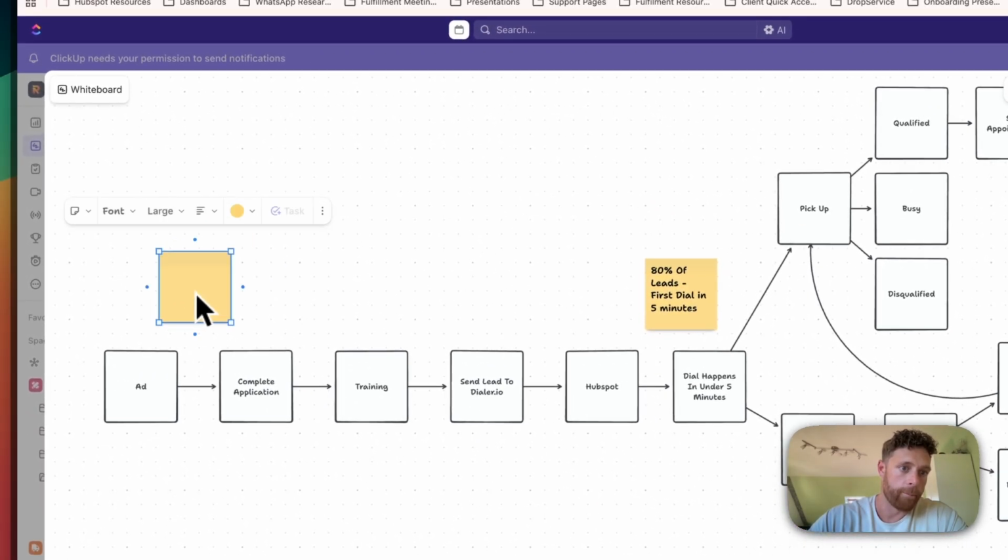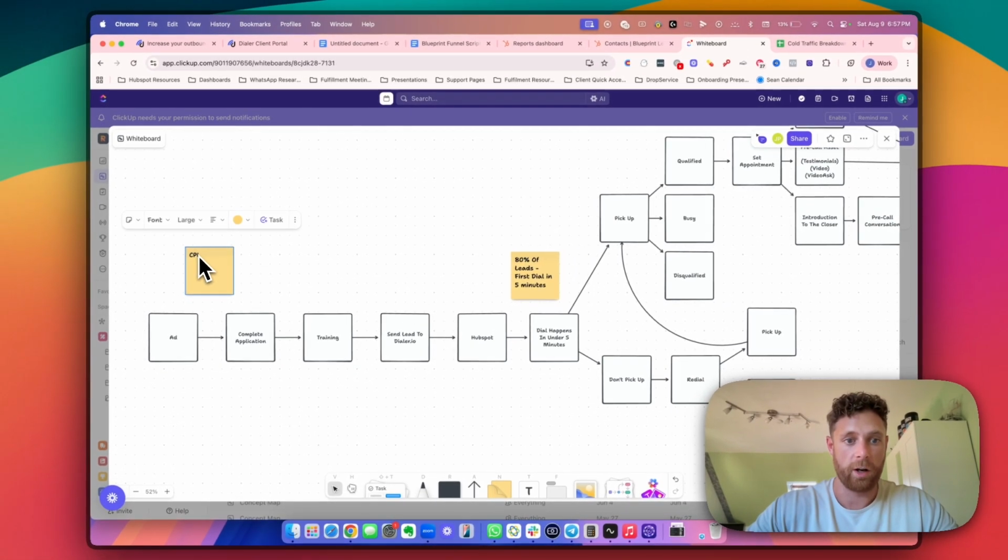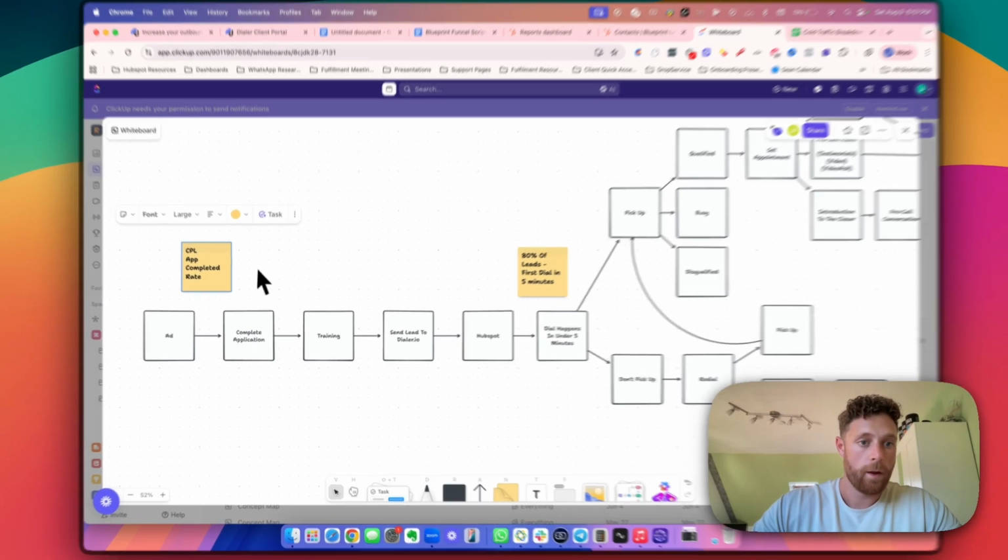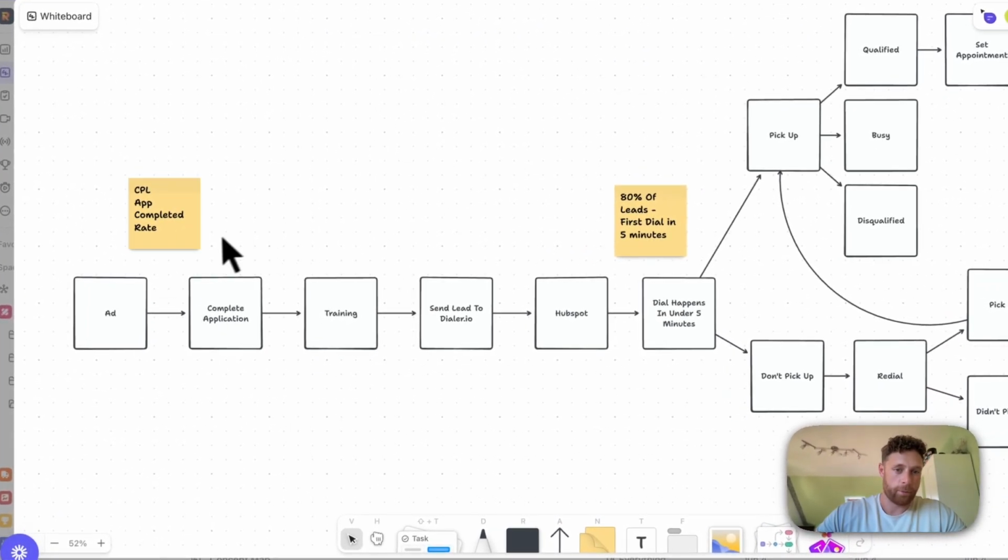So, what is this? So cost, you want marketing metrics here. CPL, we're not going to go into too much of the marketing, but we want a CPL here, a benchmark number. You guys decide what it is based on your niche. You want a CPL, you want an app completed rate, and then whatever else, that's pretty good.